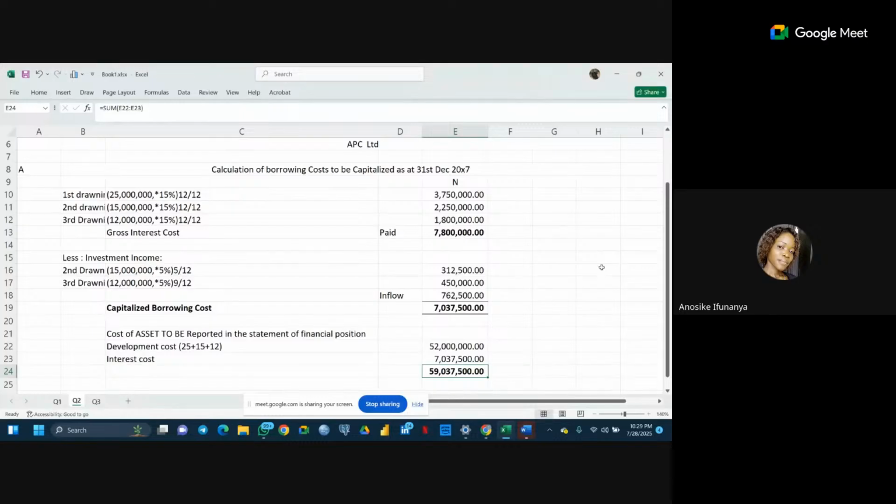This 5/12, 5/12, and this last part, capitalized borrowed cost, I'm lost. Okay. Okay. Thank you.